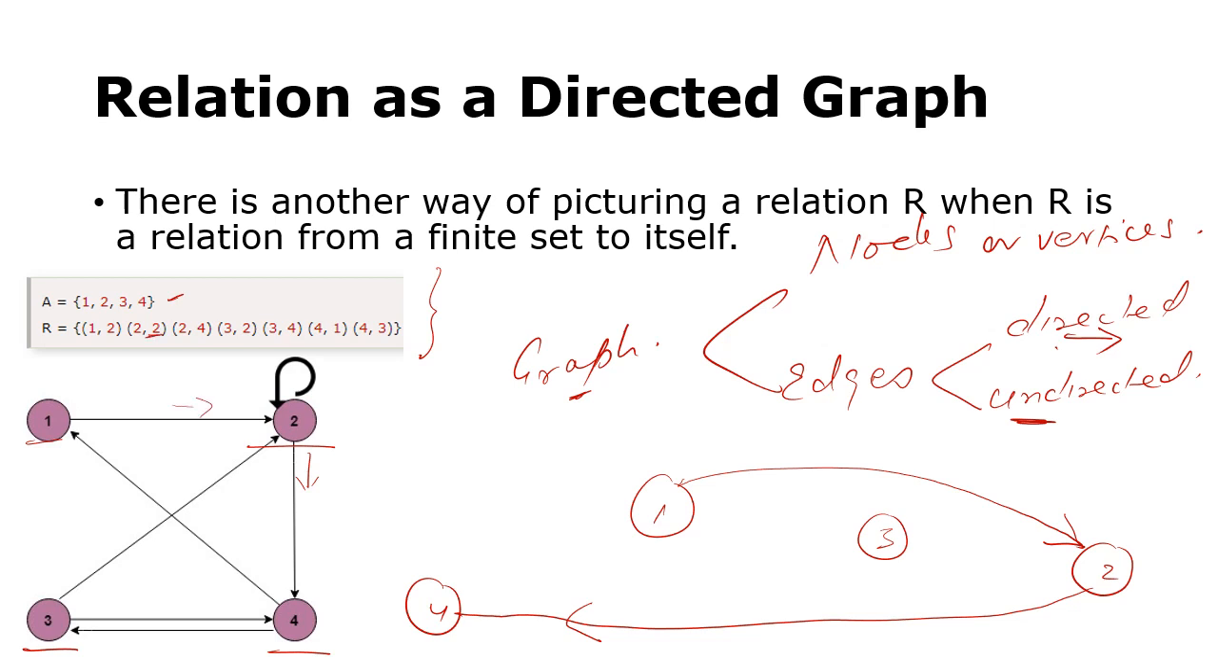There is 2 comma 2, that means there is an edge from 2 to 2, so that is indicated by a loop, an edge starting at 2 and ending at 2. 3 2, that means I'll put an edge over here. 4 1, I'll put an edge over here. 4 3, I'll put an edge over here. So this is an example of a directed graph that is created for a given relation.